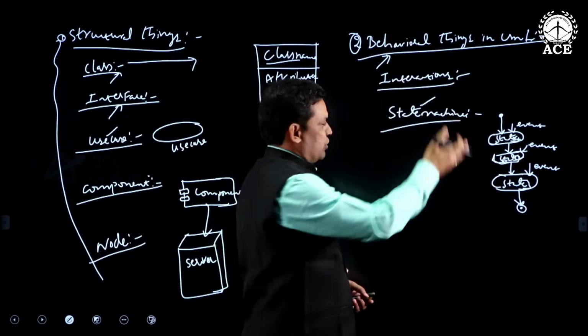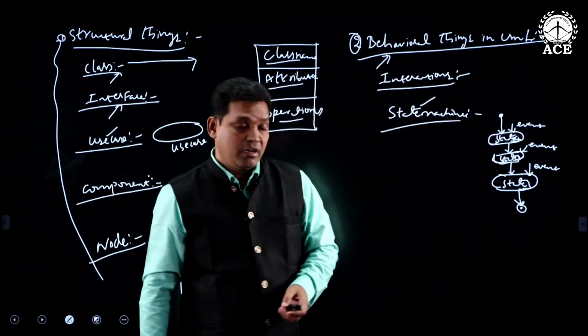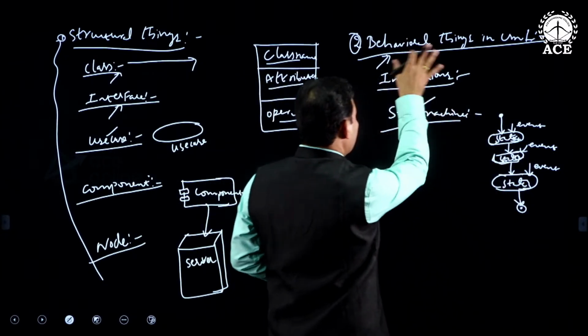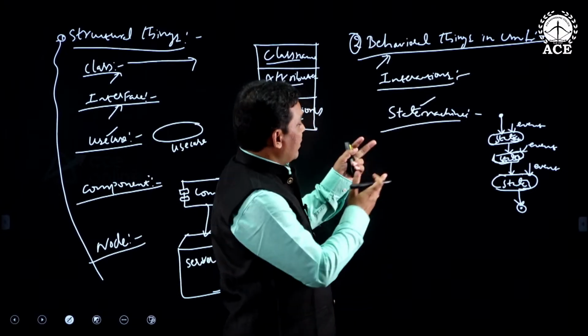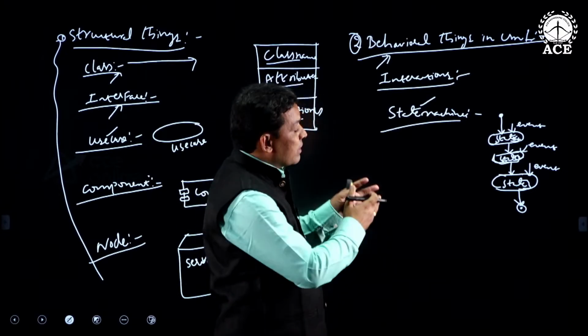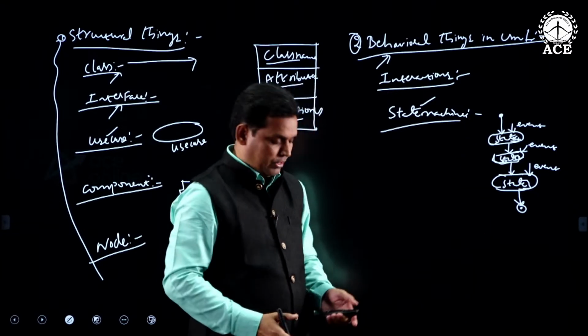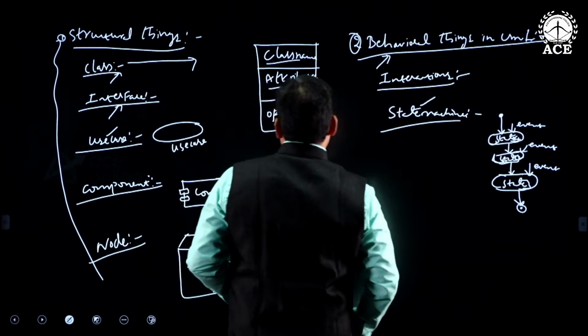So this is what a state machine is. The behavior is changing from one state to another state. The single object is moving from state 1 to state 2, state 2 to state 3, reaching the final state. So that is what behavioral things are. Behavioral things are used to model the behavior of the software system, how the software behavior is changing from one state to another state. So that is what behavioral things in UML.